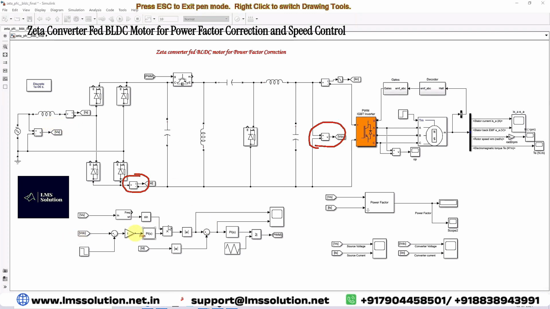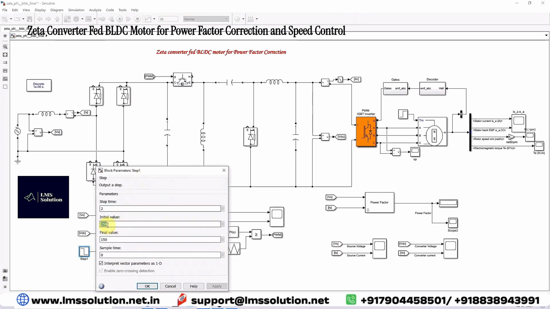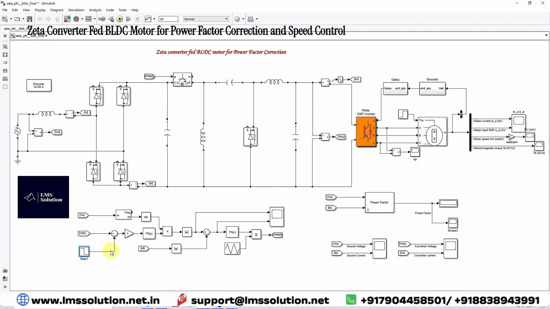Further, you have to measure VDC here, that means the output voltage of the Zeta converter, and then compare it with a reference voltage. Here we are taking the reference voltage as 250. After 2 seconds, it goes to 150. So we compare with that reference voltage. After that, it is processed via a PI controller. The PI controller will generate a reference current magnitude.